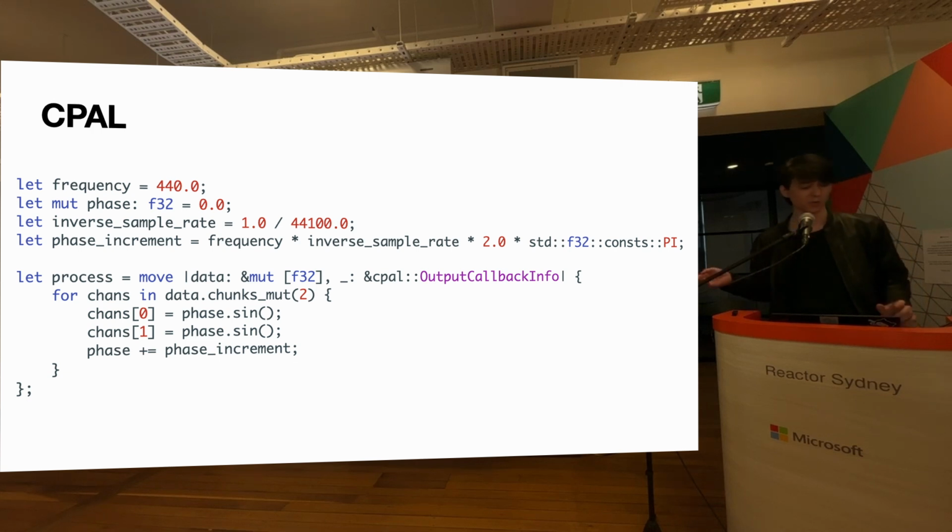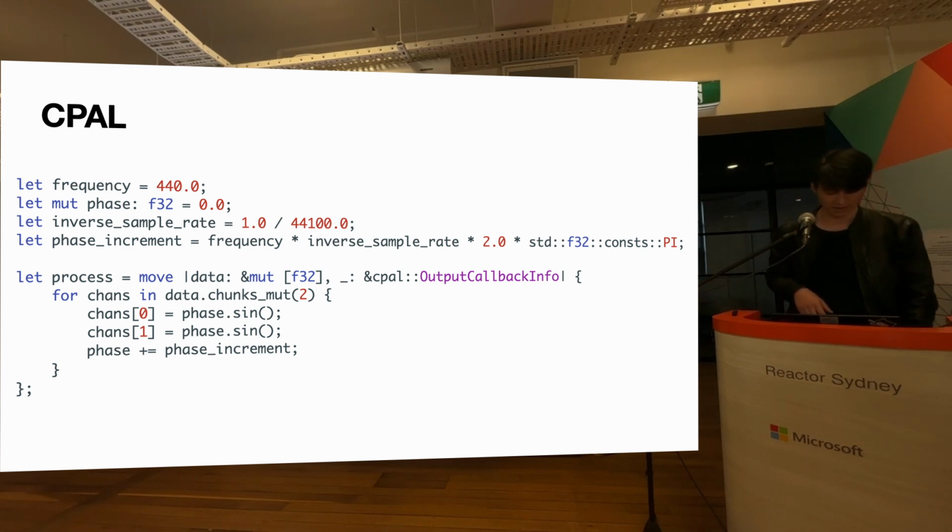This is an example of a process function that generates a sine wave. There are a few issues with that sine wave generation, I think. Like the phase should be wrapping around itself, not just incrementing.